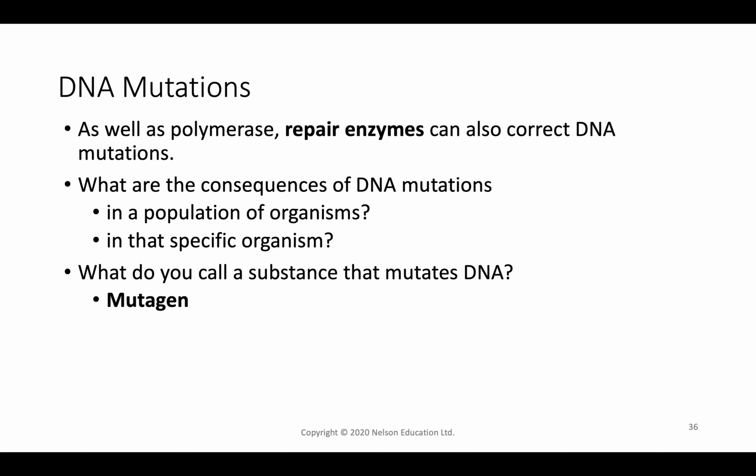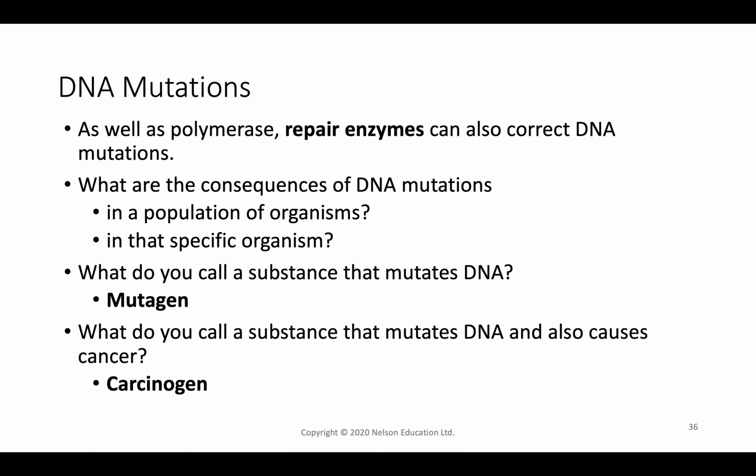Now, we know that there's a lot of chemicals and substances, like UV light isn't a chemical, but is a substance, that causes an increase in the rate of DNA mutations, and we call those mutagens. And we also have a word for a substance that causes mutations in DNA and also causes cancer, and those are called carcinogens.